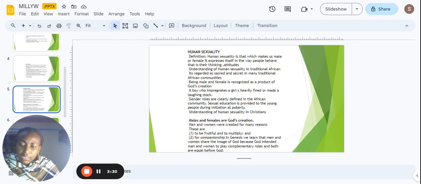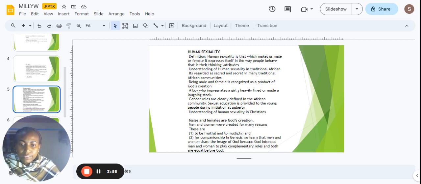A boy who impregnated a girl was fined or made a laughing stock, so that he bears the consequences. Gender roles are clearly defined in the African community. Sexual education was provided to the young people during initiation at puberty. Let's look at the understanding of human sexuality in Christianity, or in Christians rather.